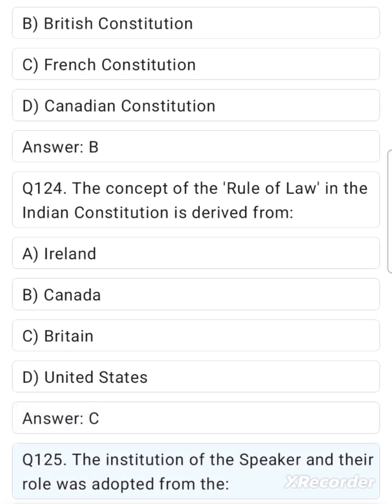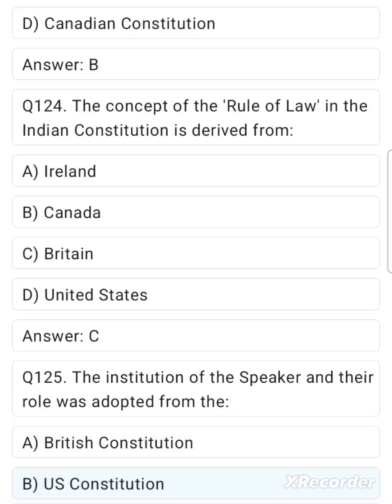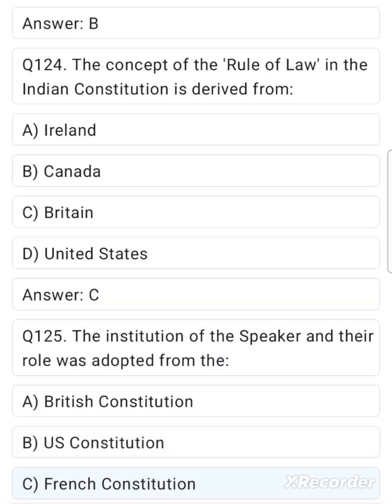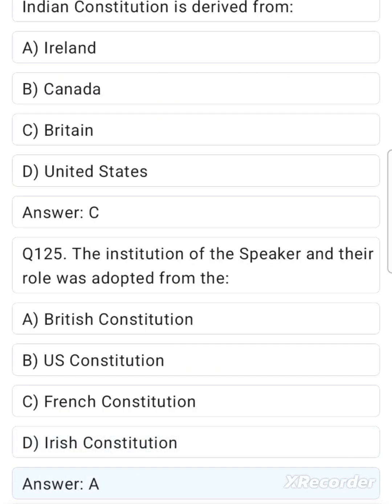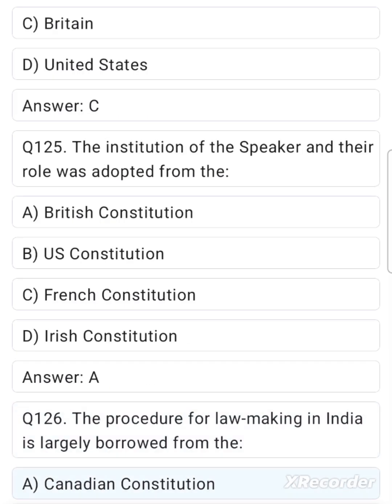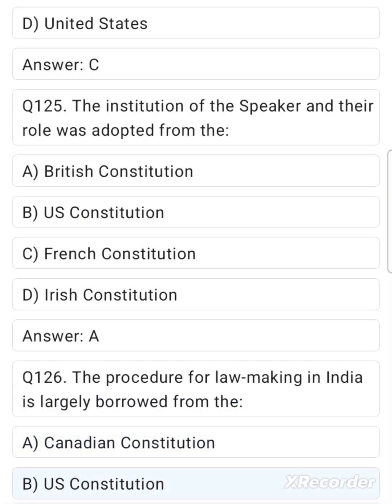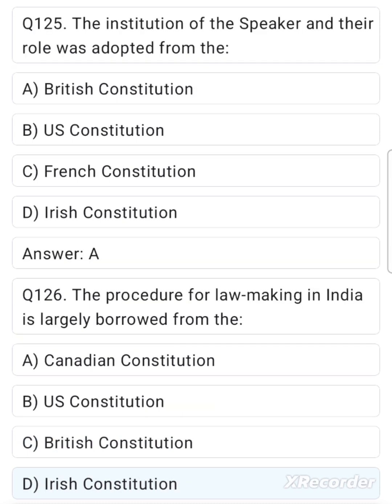Q 125. The institution of the Speaker and their role was adopted from the A. British Constitution. B. US Constitution. C. French Constitution. D. Irish Constitution. Answer: A. Q 126. The procedure for law making in India is largely borrowed from the A. Canadian Constitution. B. US Constitution. C. British Constitution. D. Irish Constitution. Answer: C.